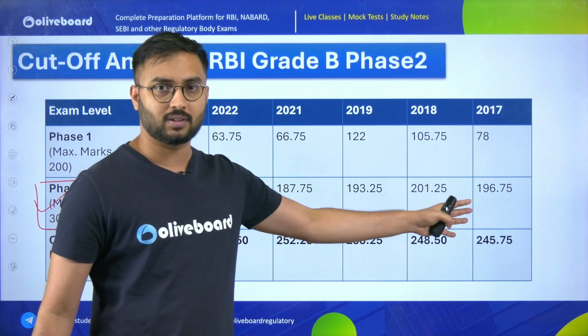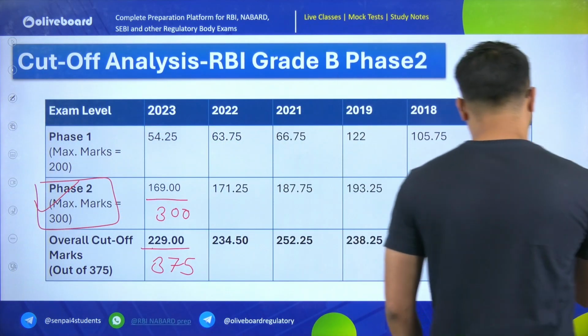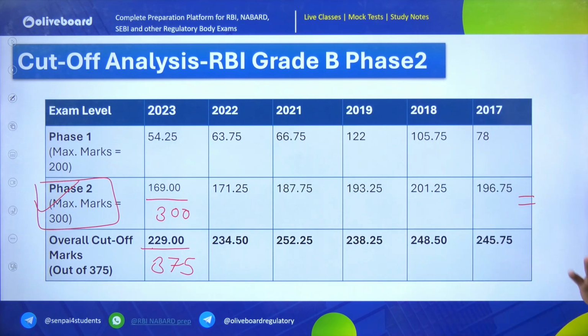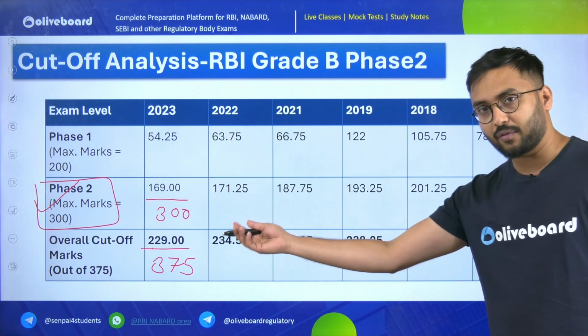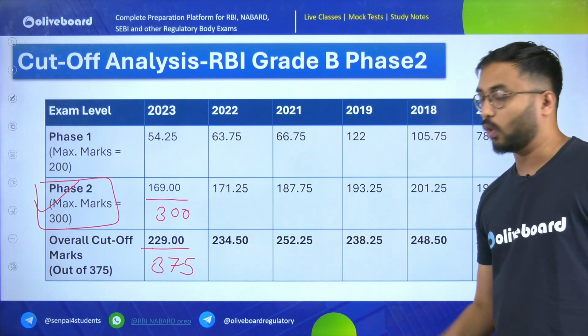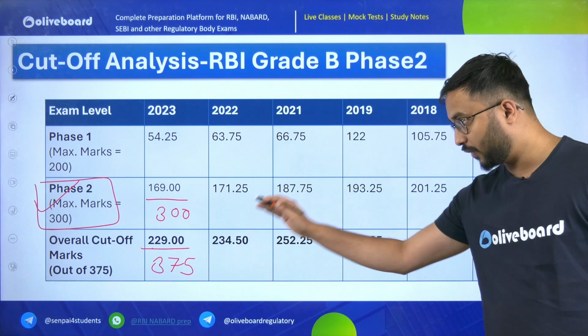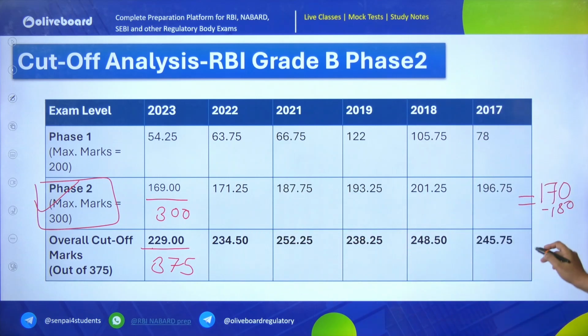Similarly for the rest of the years, let's try to find out the average cutoff for only phase 2, not the interview. Phase 2 overall average cutoff, if I try to find out, is 170 to 180. The overall average cutoff for overall marks, that is phase 2 as well as interview, comes out to be 230 to 240.